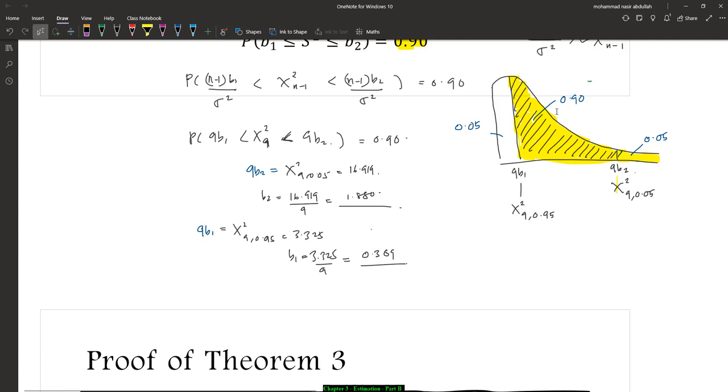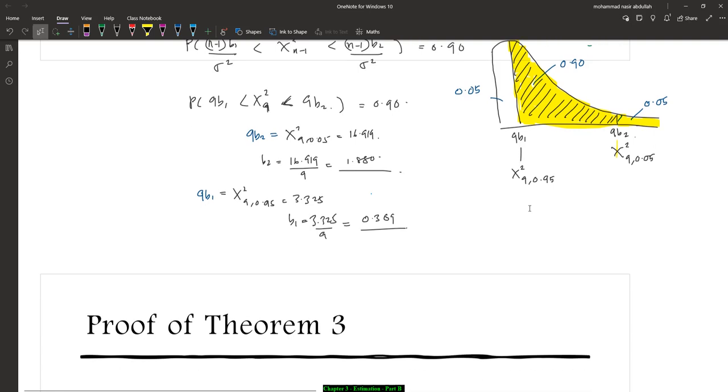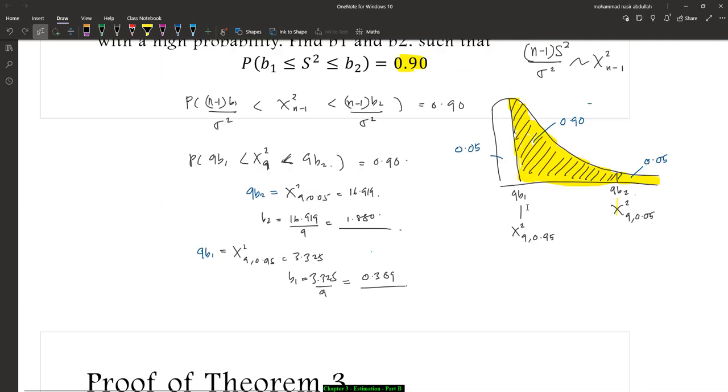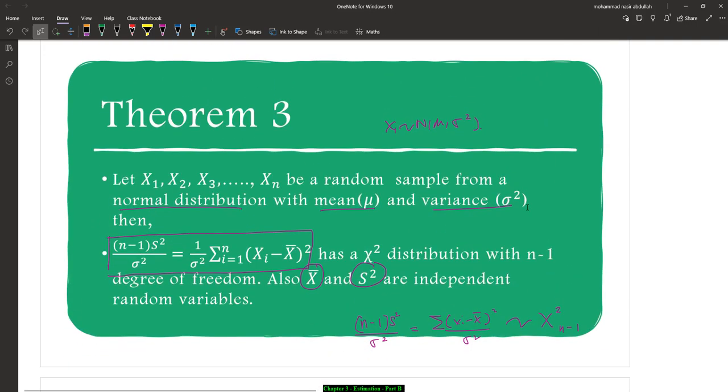I just wanted to show you how to apply theorem number 3. Okay, now we're going to go to the last part, which is proving theorem number 3. Everyone okay? Any questions? If you don't have questions, then let's look at proving theorem number 3. For theorem number 3, it gives us some information.